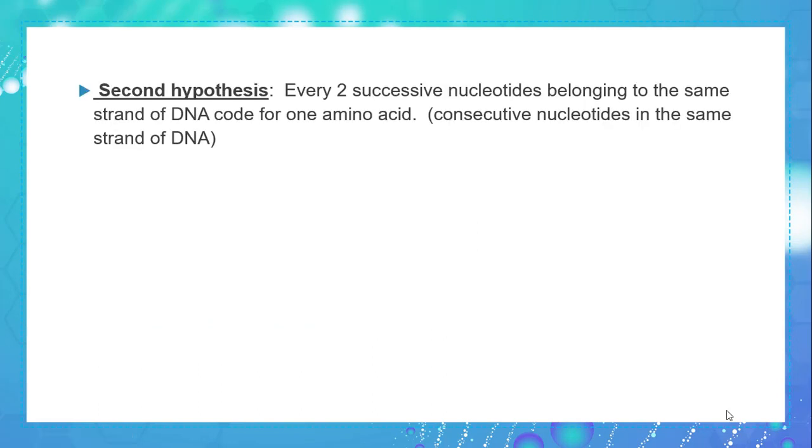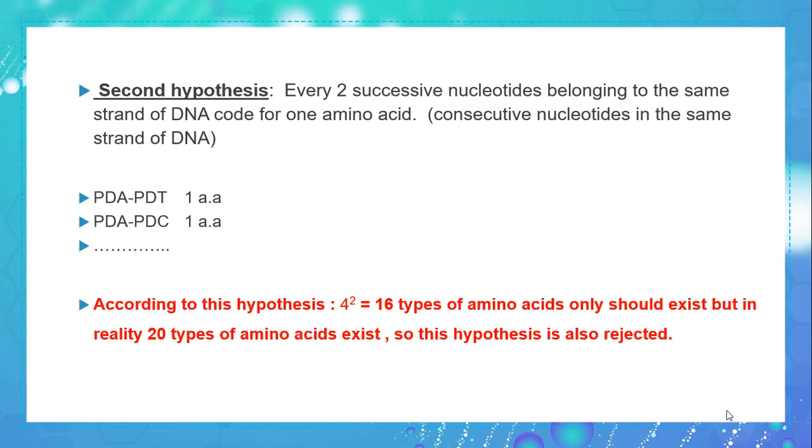As for the second hypothesis, every 2 successive nucleotides belonging to the same strand of DNA code for one amino acid, like A and T code for one amino acid, A and C code for another amino acid, and so on. According to this hypothesis, if we apply the rule 4 to the power 2, this gives 16. That is 16 types of amino acids only. And this is not true, because in reality there are 20 types of amino acids. So this hypothesis is also rejected.